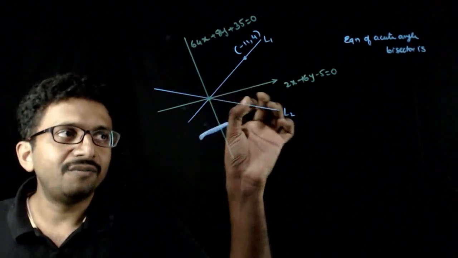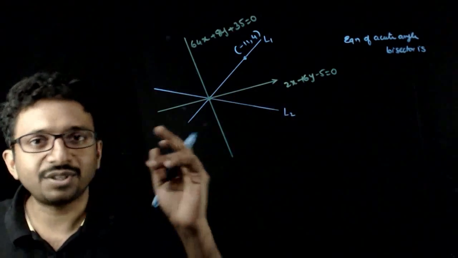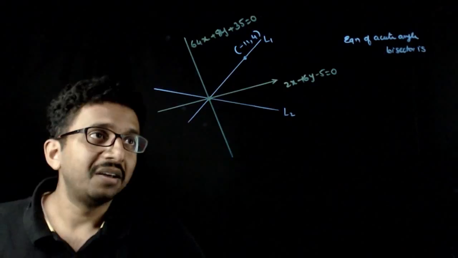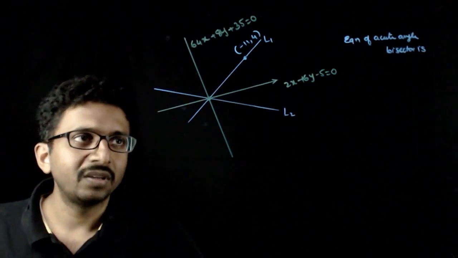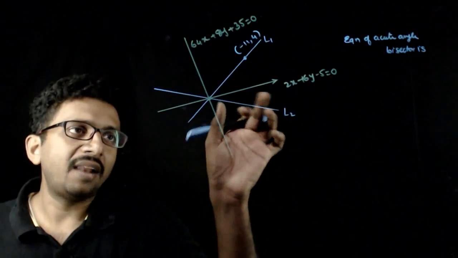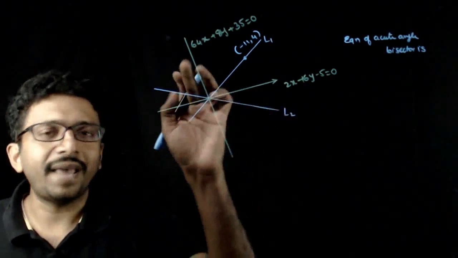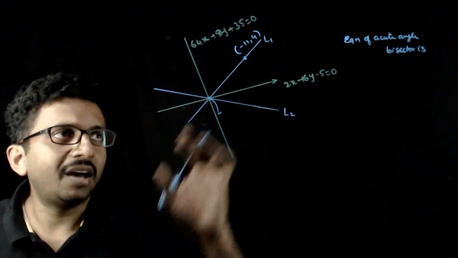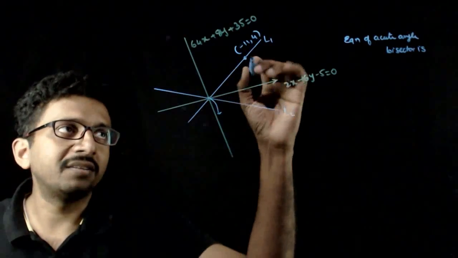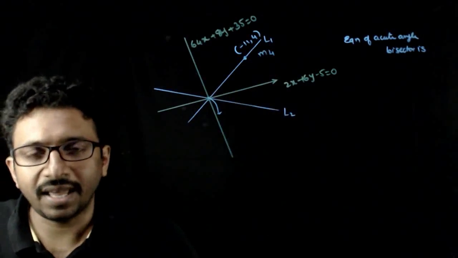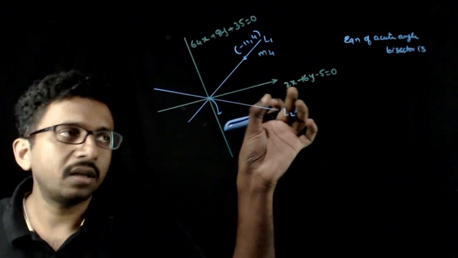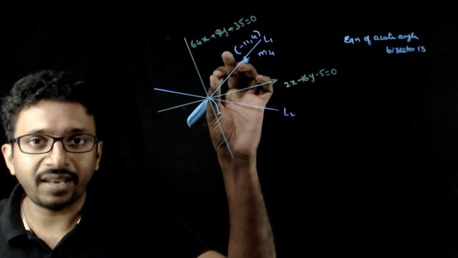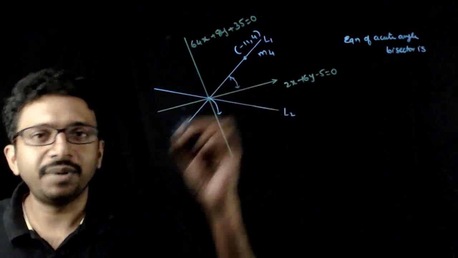So we have to decide which of these angle bisectors is the acute angle bisector, and which is the obtuse angle bisector. So what is the process that I am going to follow? First, I will find the point of intersection of my angle bisectors. Once I get this point of intersection, I will find the slope of my line L1, and I will take one angle bisector and the line L1 and find the angle between these two.